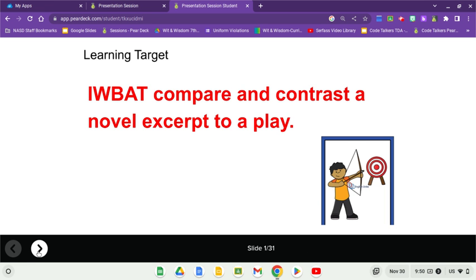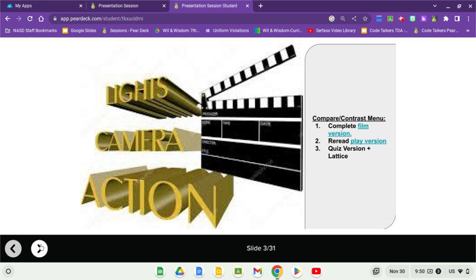It's going to be great. All right. I will be able to compare and contrast a novel excerpt to a play. I know that sounds simple, right? One's a story, it's written down. One's a play, it's acted out. But there's more to it, and they reveal different things about one another. It's like the play and the novel talk to one another. It's going to get good.